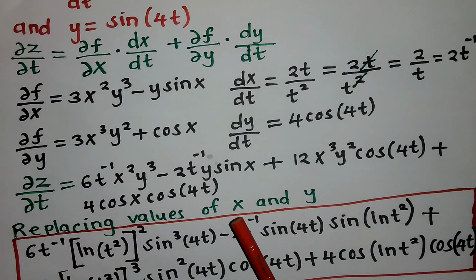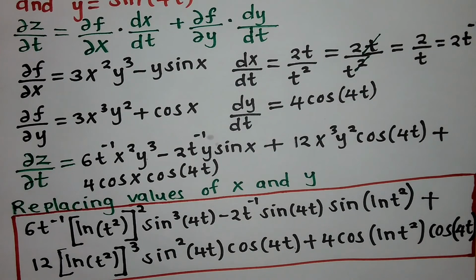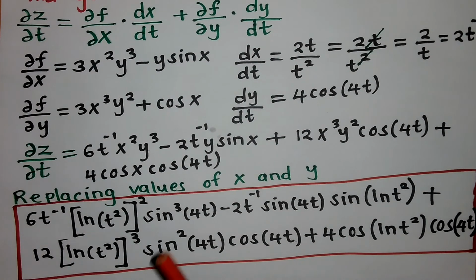And then I replace my values of x and y so that I can totally differentiate. Upon replacing, this is what I'm going to get. My value for x is the natural logarithm of t squared, and the value for y is sine 4t. Since y is cubed, we're going to have this one as sine cubed 4t. And since x is squared, we're going to have squared here. So we replace all those values, and this is going to be our final answer.